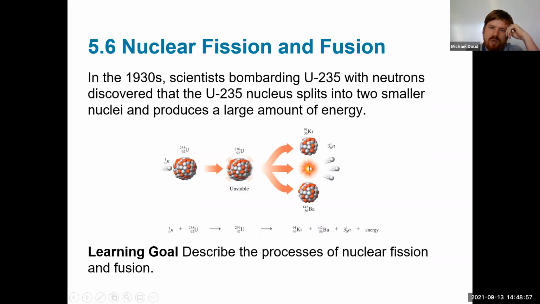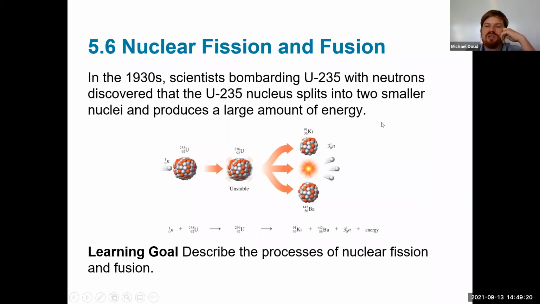So just splitting. And when it splits, it produces 3 neutrons. Now, what happens with these 3 neutrons? What if they each hit 3 uranium nuclei? Well, those are going to split too, and that's going to produce 9. And then from there, it would be 27, 81, et cetera, et cetera. It just keeps going and keeps going and forms a chain reaction.